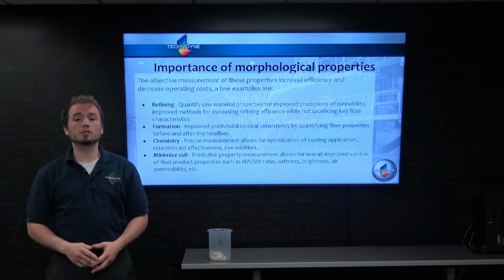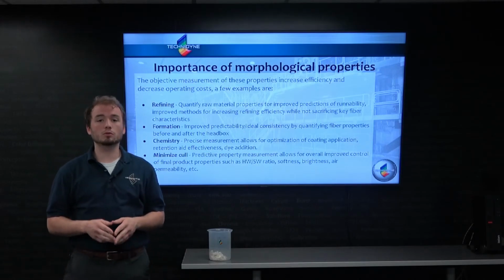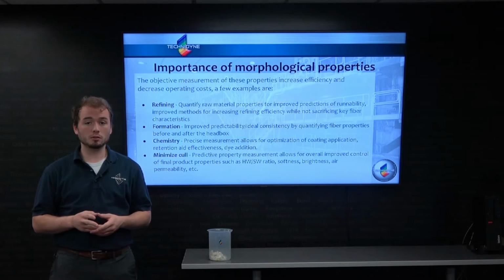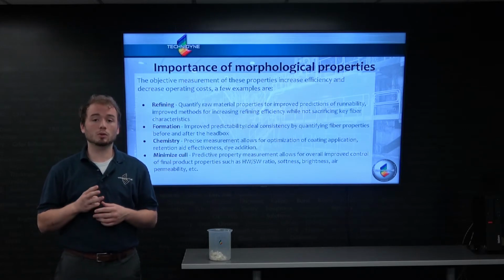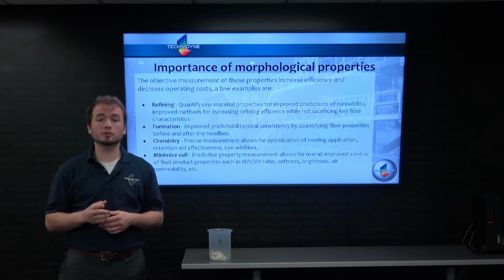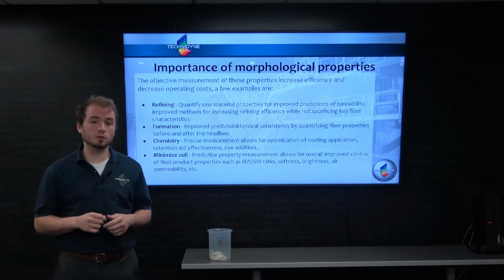The objective measurement of morphological properties can help you improve refining, formation, paper chemistry in order to ultimately minimize cull and improve efficiency. We'll show you how in the next few slides.